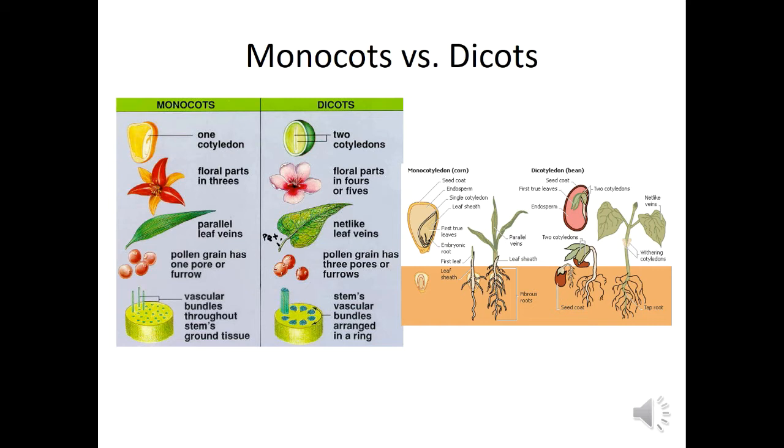And this is something that you probably won't ever see unless you have a fantastic microscope, but the pollen grains in monocots have one pore or furrow, and in dicots they have three pores or furrows. And then the vascular bundles, of course, also you won't be able to see this with the naked eye, but it's good to know it. In monocots, vascular bundles occur throughout the stem's ground tissue, and then in dicotyledons, the stem's vascular bundles are arranged in a ring. So these are some of the main differences between monocots and dicots.